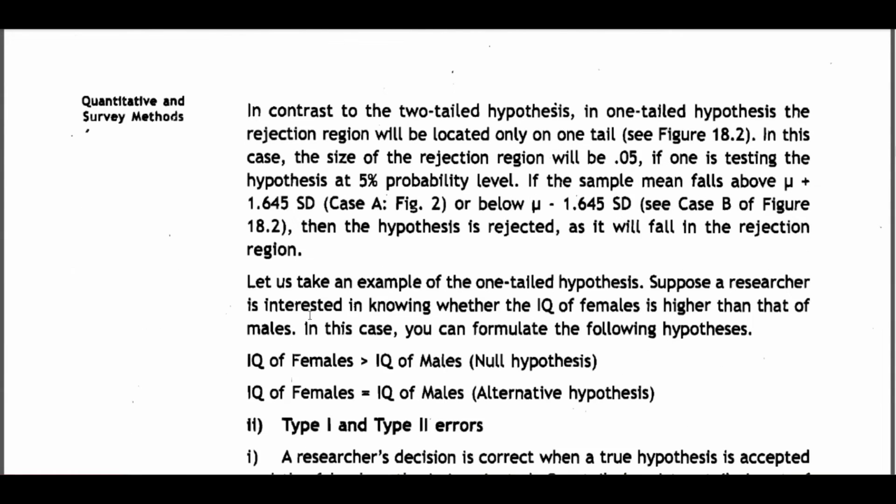In contrast to the two-tailed hypothesis, in a one-tailed hypothesis the rejection region is located only on one tail. In this case, the size of the rejection region will be 0.05. If one is testing a hypothesis at the 5% probability level, and the sample mean falls above mu plus 1.645 SD, case A in figure 18.2, or below mu minus 1.645 SD, case B in figure 18.2, then the hypothesis is rejected as it falls in the rejection region.